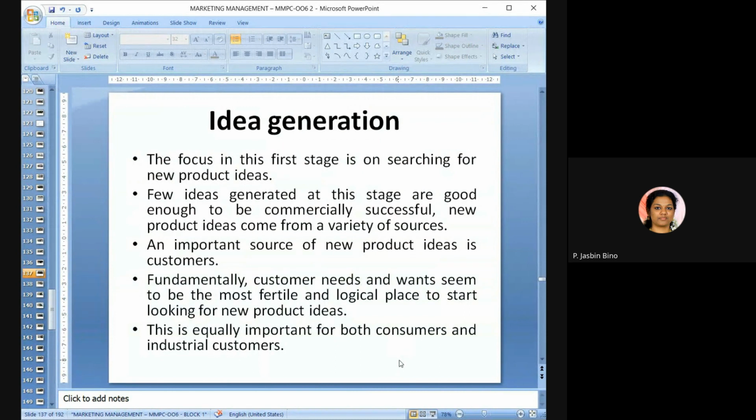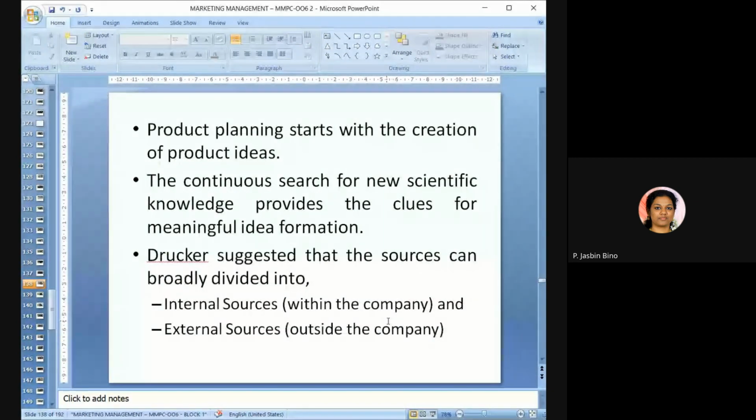Fundamentally, the customers' needs and wants are more important, right? So from the customers they'll be getting new ideas. This is equally important for both consumers and industrial consumers. Product planning starts from the creation of product ideas. Continuously they'll be searching for new scientific knowledge which provides a clue for meaningful idea formulation. Drucker has suggested some sources which are broadly classified into two: internal sources, that is within the company, and external sources outside the company.